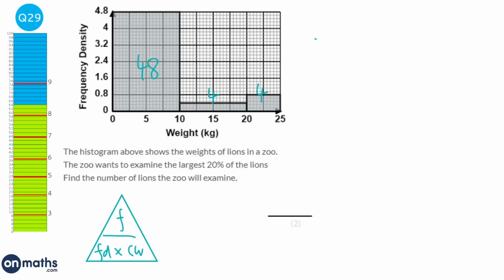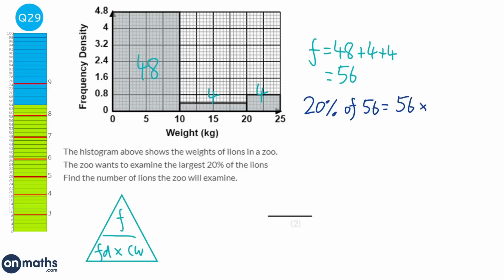Work out the total frequencies. So it would be 48 plus 4 plus 4, which will be 56. So 56 in total. And they only want to see the largest 20%. So we're just going to work out 20% of 56, which we can do by multiplying it by 0.2, and that'll give us 11.2. Now you can't have 0.2 of a line, so we can just round that to 11.